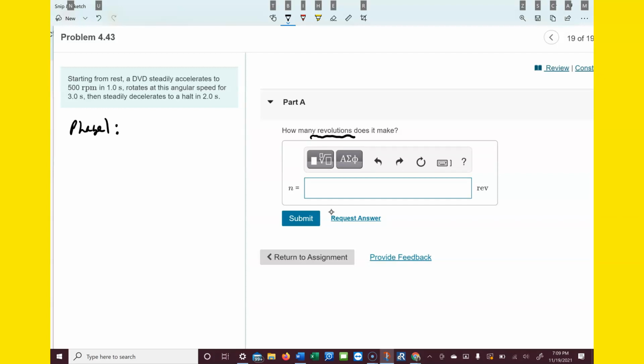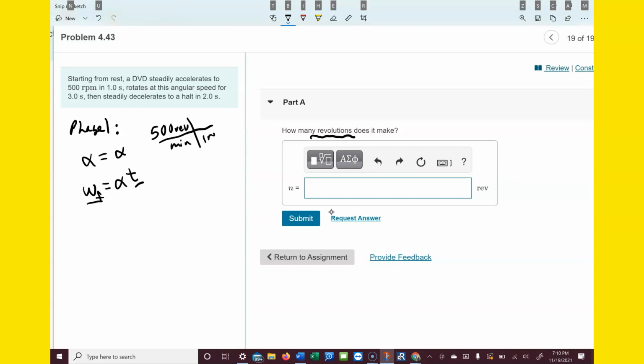Phase 1. The angular acceleration is something that I don't know. I'm just going to call it alpha for now. The omega final is equal to alpha t plus the omega initial, and the omega initial here is 0 because it starts from rest. I know the time, and I know the omega final, so I can find acceleration now, which I'm going to need. But first, units. 500 revolutions per minute.